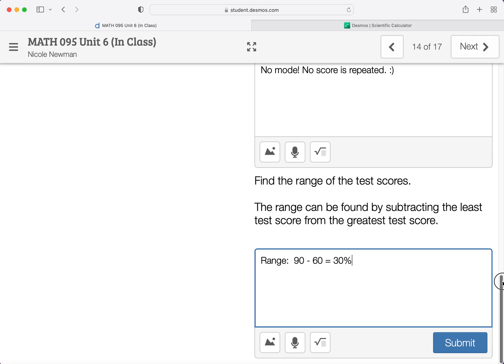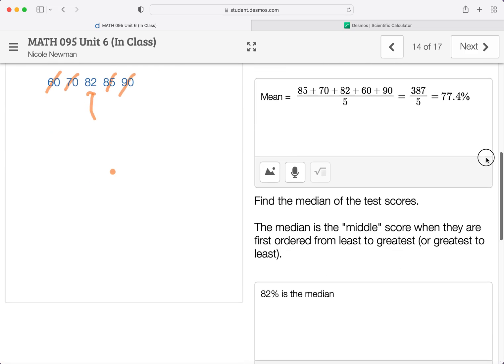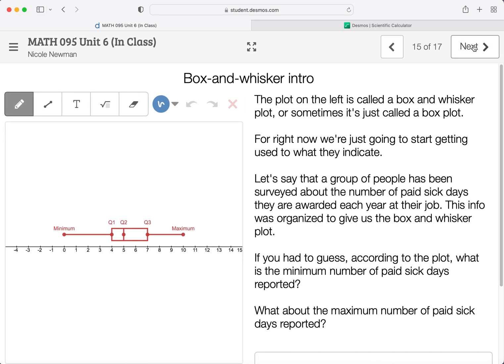I'm going to go double check on the 90 and 60. Yep, 90 was the high, 60 was the low. We're good. We are in charge of mean, median, mode, and range for some basic statistics to start with. We're in charge of stem and leaf plots, and we'll also work a little bit with box and whisker plots.